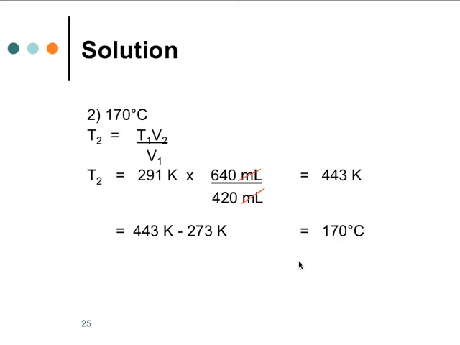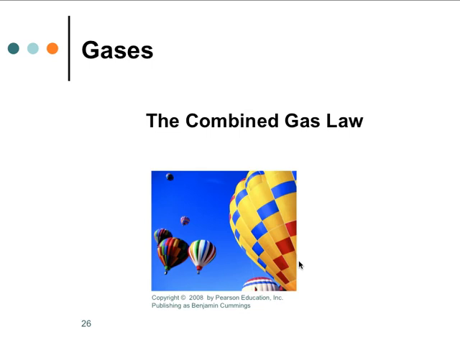Your answer should have been 443 Kelvin. Converting that back to Celsius is 170. Now, it's all well and good to compare just two variables, but we can combine Charles's and Boyle's law to get what's known as the combined gas law.